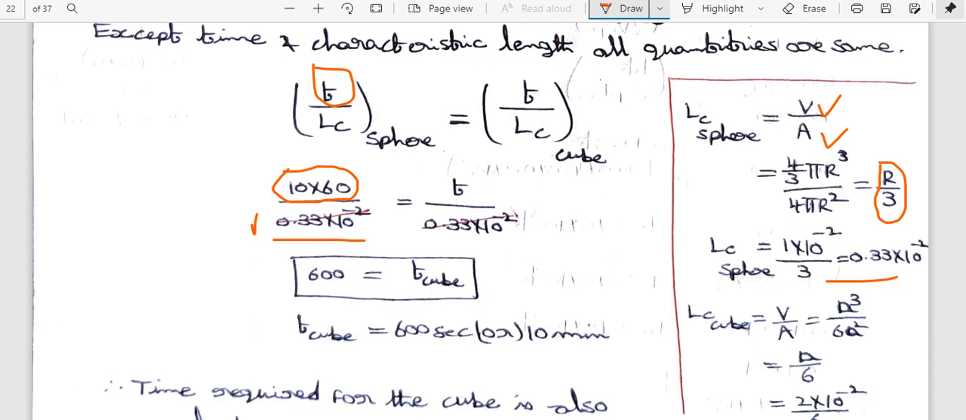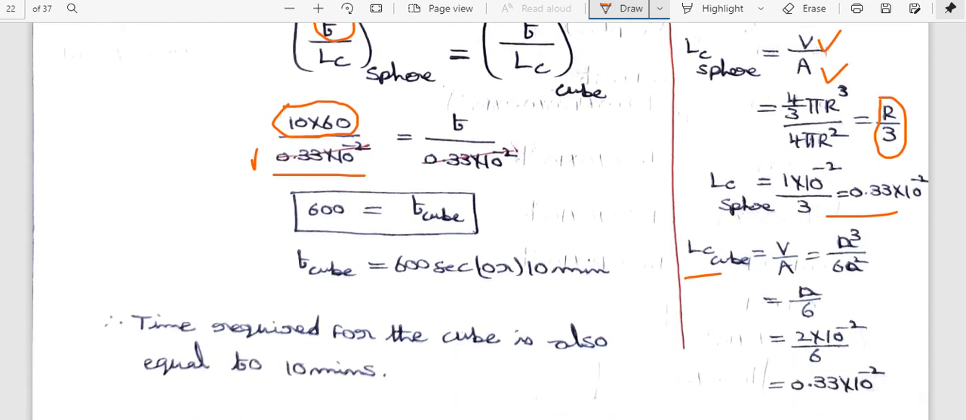So this is the cube value, V by A, that means A cubed by 6A squared is equal to A by 6, 2 into 10 power minus 2 by 6, that is equal to 0.33 into 10 power minus 2. Both sides have the same value, so they get cancelled. So here T is equal to 10 into 60. So T for the cube is equal to 600 seconds. It is converted into minutes, 10 minutes. So the time required for the cube is also equal to 10 minutes.